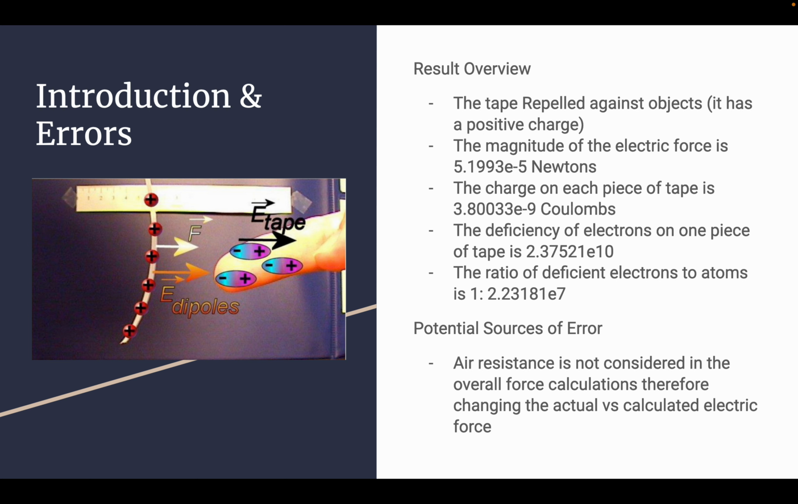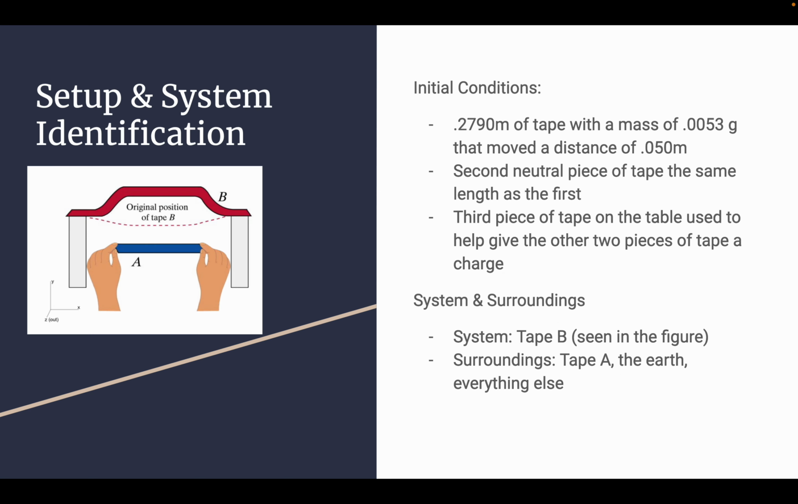But a potential source of error in the lab was not including air resistance, because we only included things like gravity and the electric force, but technically there could have been a small amount of air resistance that should have been included. So that is a potential source of error.